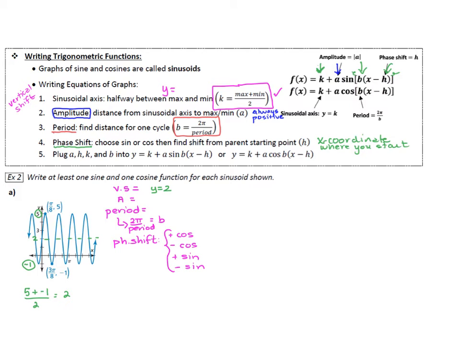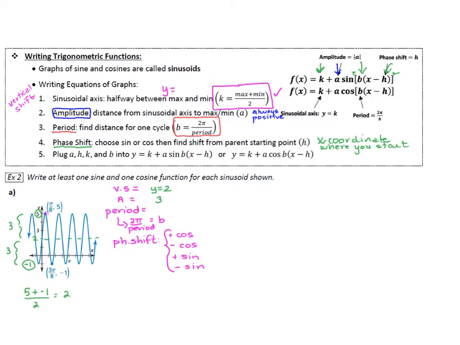Also, it's nice to draw it on your graph. You can see that that's a line that goes halfway through the graph. And then we can also see that from 2 to 5, that's a distance of 3, and from 2 to -1 is a distance of 3, so that verifies that our amplitude is 3. Now the period, you just pick any point you want.